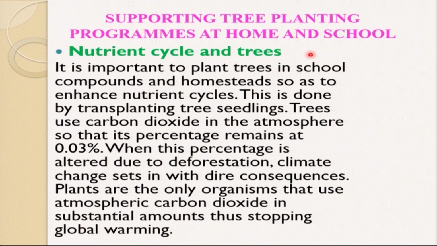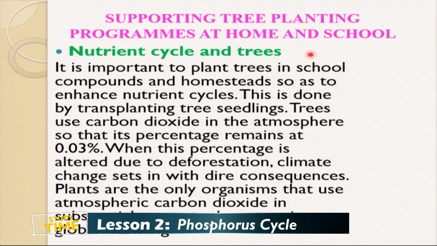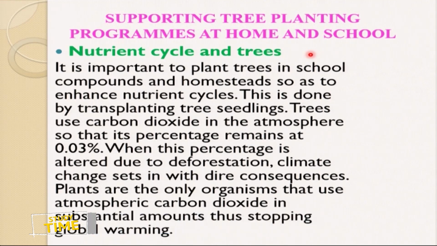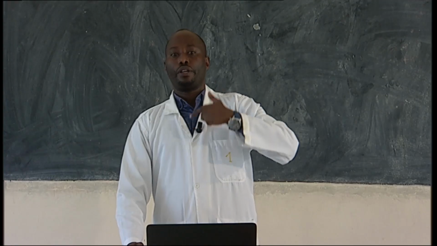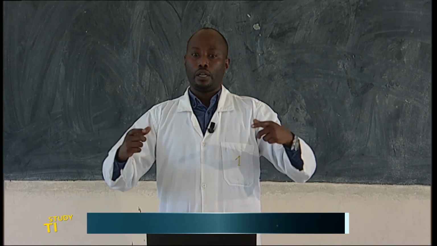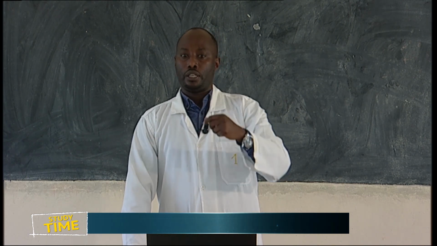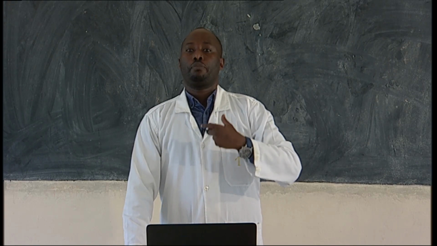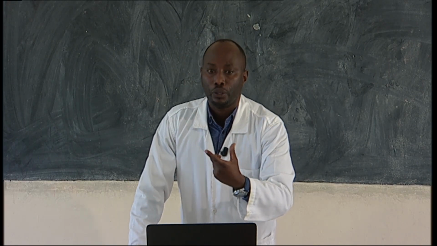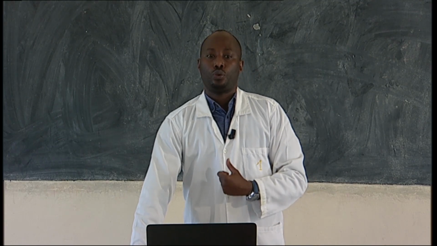Because we've talked about nutrient cycles. With the water cycle, we talked about how plants play a big role. We talked about how plants play a big role in removing excess carbon dioxide in the atmosphere, which can cause global warming. And as for the nitrogen cycle, we also talked about how it is very important in our body because it makes some of the body structures, for example the structure of DNA. Nitrogenous bases are made up of nitrogen. So it is very important to have supporting tree planting programs at our home and even school.